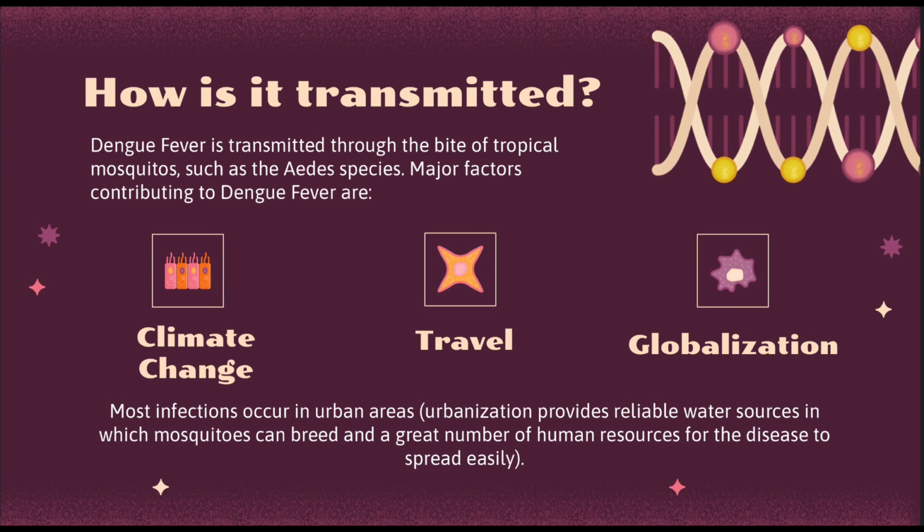Next on our list is how it's transmitted, or the mode of transmission. Dengue fever is transmitted through the bite of tropical mosquitoes, such as the Aedes species. Some major factors contributing to dengue fever are climate change, travel, and globalization. It's important to note that most infections occur in urban areas, because urbanization provides reliable water sources in which mosquitoes can breed, and a great number of human hosts for the disease to spread easily.